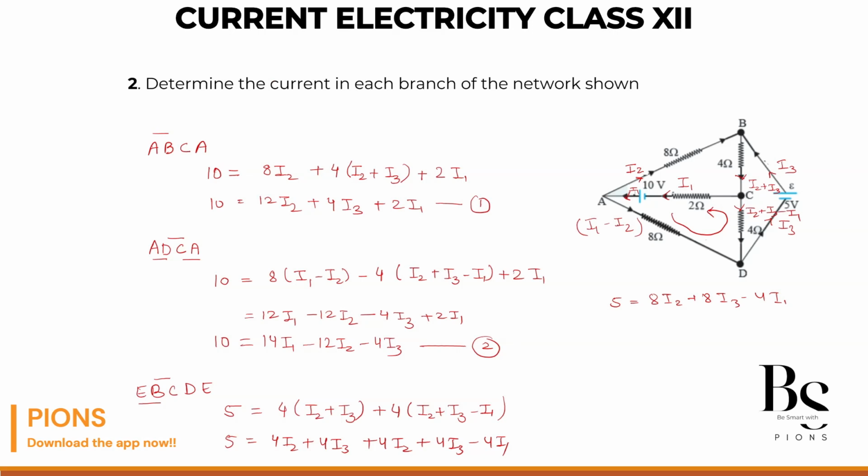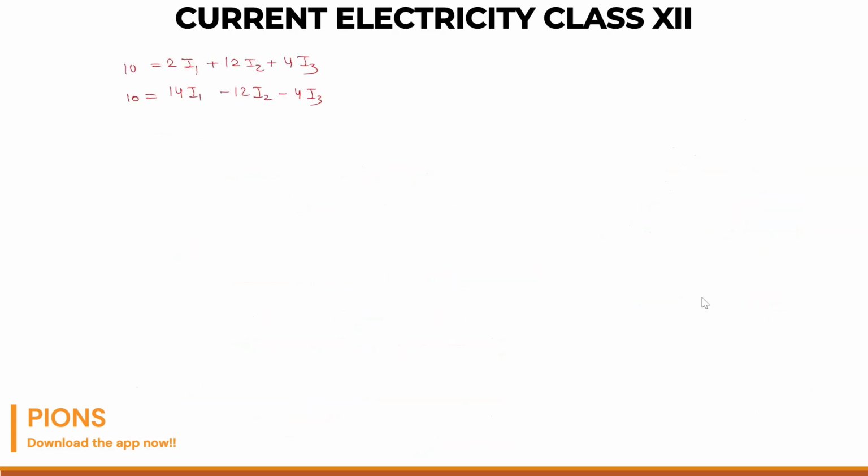Third equation, which is over here, that is our minus 4I1, 8I2, 8I3. Minus 4I1, 8I2, 8I3, and battery voltage is 5. Let's reconfirm and then we will start solving this.